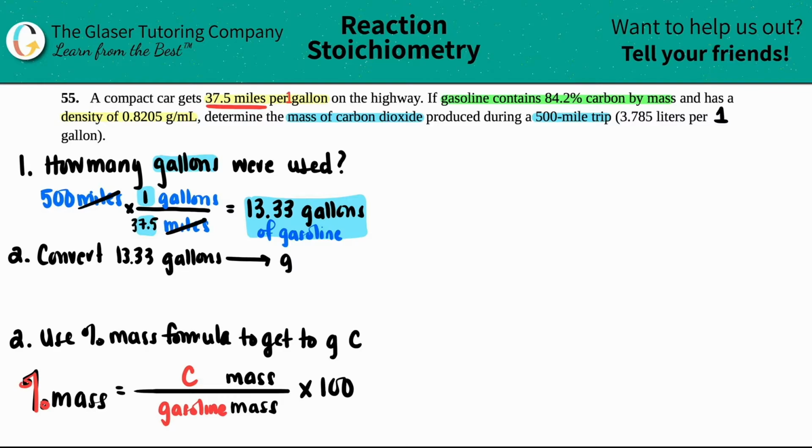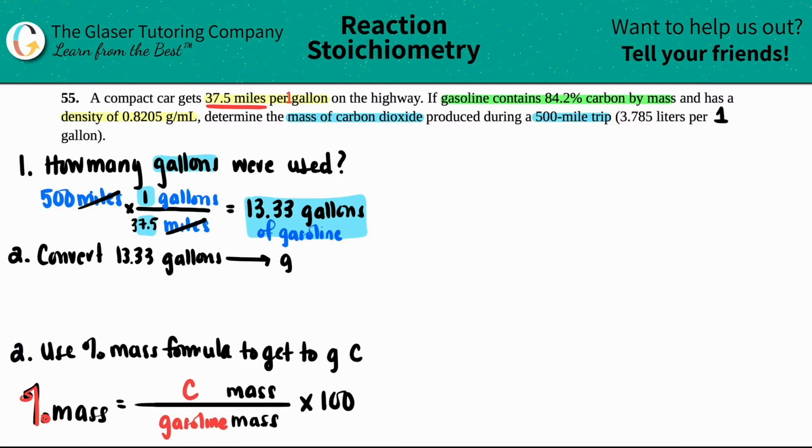How do we do that? Well, they told us a conversion between gallons and liters. And then from there, we can go to grams by using the density. So a lot of things that we learned from before are coming back. So let's get started.